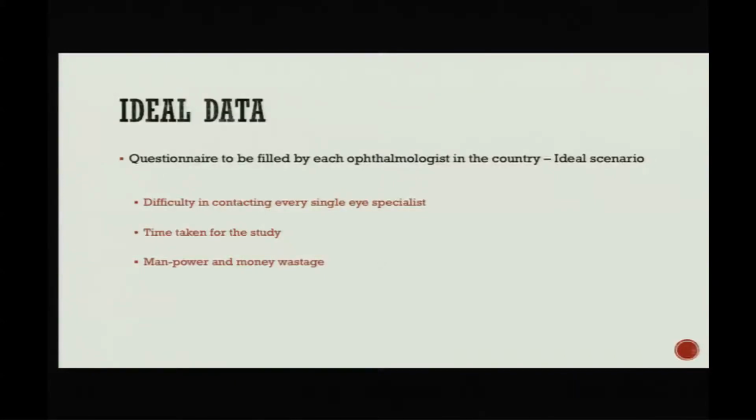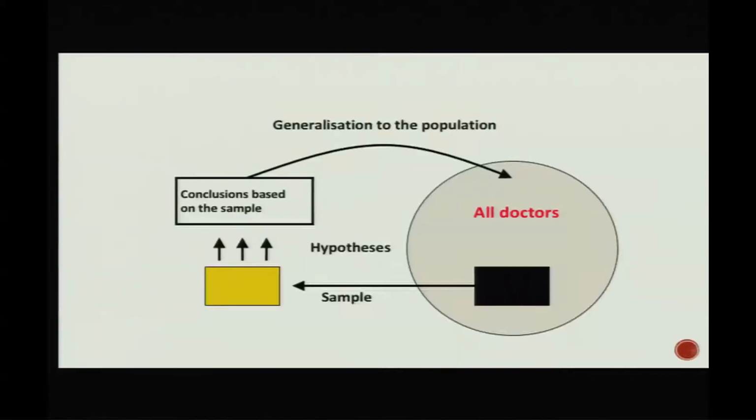But what would be the difficulty? It will be difficult in contacting each and every single ophthalmologist. The time duration taken for the study will be very huge, and there is a lot of manpower and money wastage. So what we want is that in a pool of all doctors, we take a sample of those doctors, we send the questionnaires to those sample of doctors, study our hypothesis, analyze them, and then come up with the conclusions based on that particular sample.